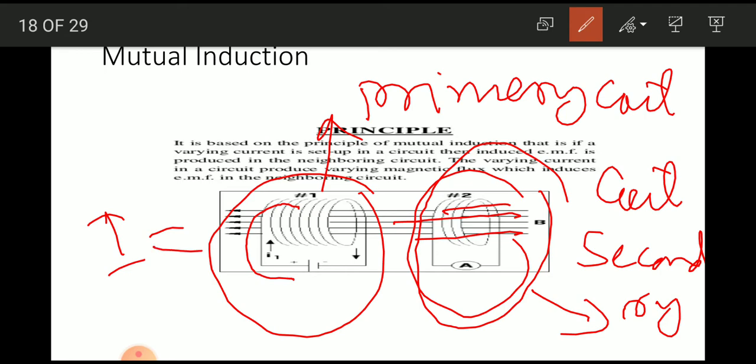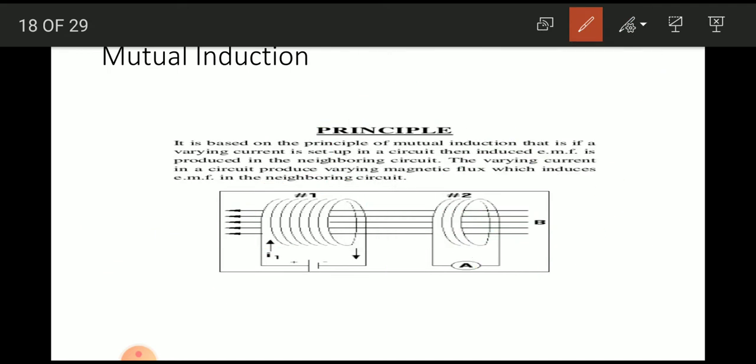So if current is flowing in the primary coil and induced EMF is produced in the secondary coil, this process is called mutual induction, in which current is flowing in one coil and induced EMF is produced in the other coil. It's called mutual induction.